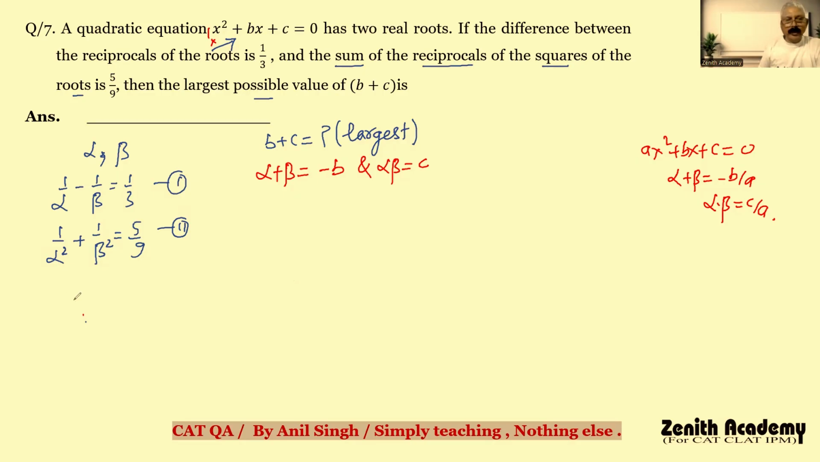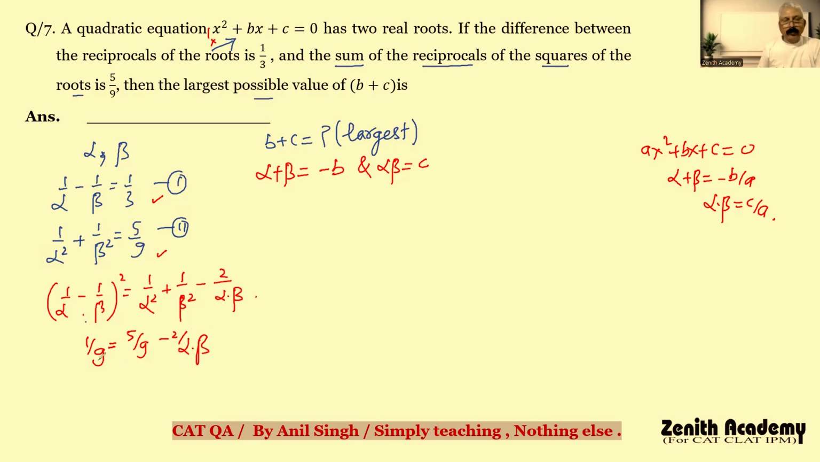If we take 1 upon alpha minus 1 upon beta whole square, then the formula is 1 upon alpha square plus 1 upon beta square minus 2 upon alpha into beta. 1 upon alpha minus 1 upon beta is given as 1 by 3, so its square is 1 by 9. And 1 upon alpha square plus 1 upon beta square is given as 5 by 9, minus 2 by alpha into beta.